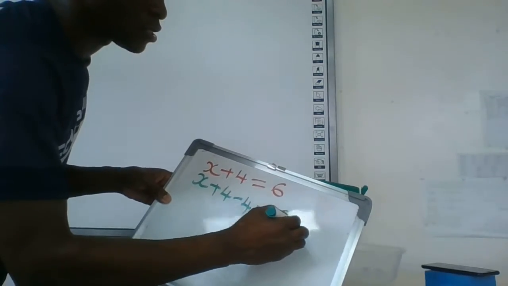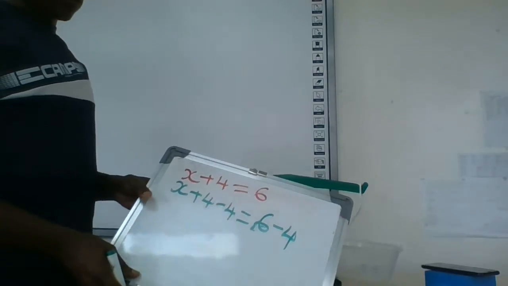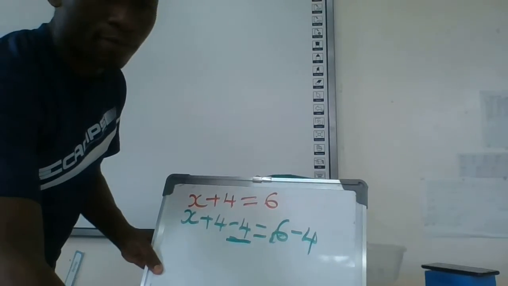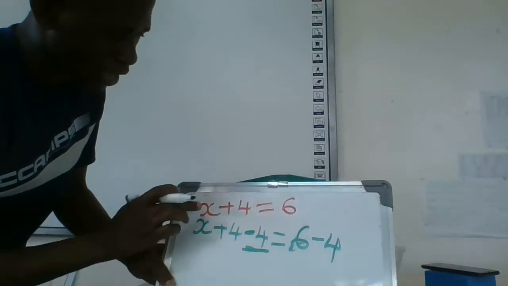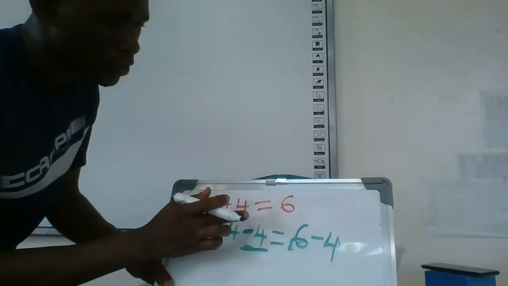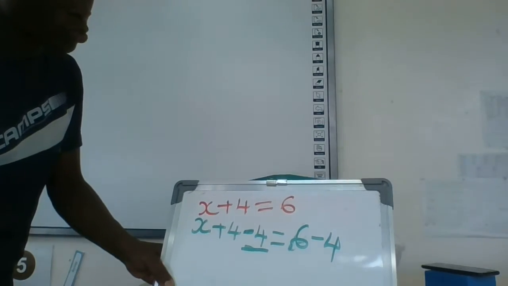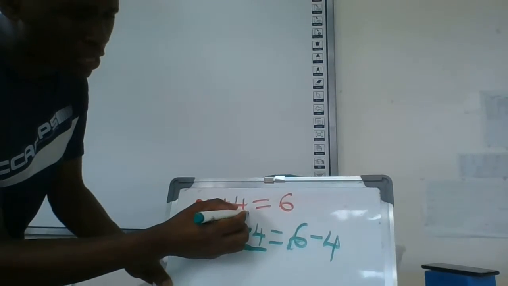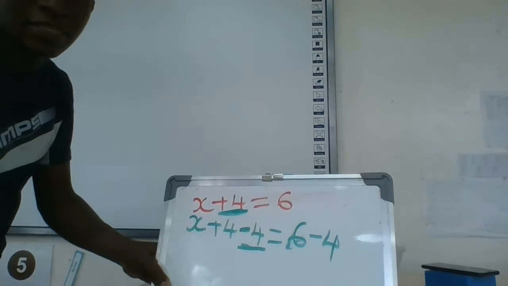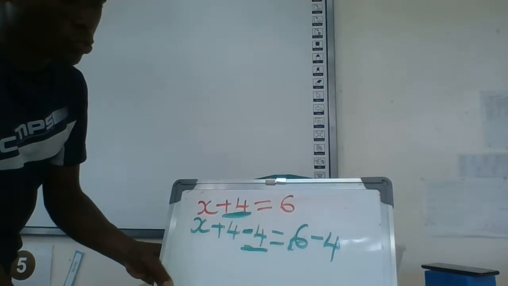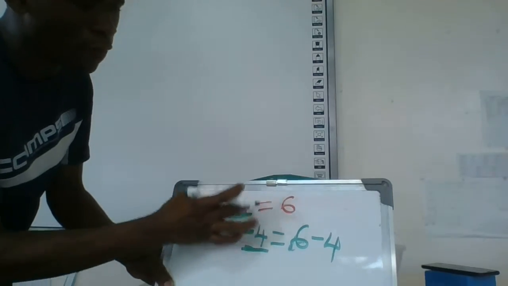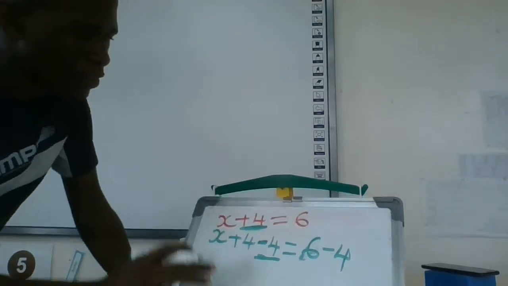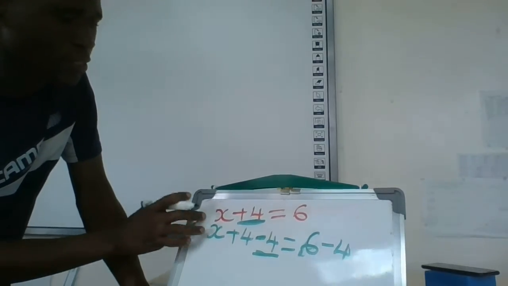So it will be 6 subtract 4. If it is x plus 4 is equal to 6, to get the number that balances with x, we need to do something with plus 4 marbles. What we do on this side, we must do the same on the other side to make sure that we are remaining with x on this side.